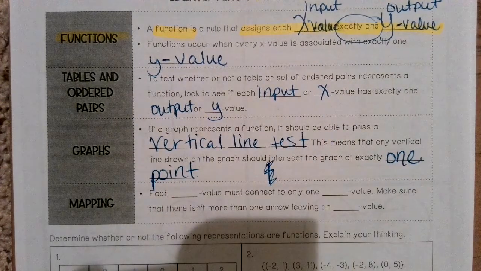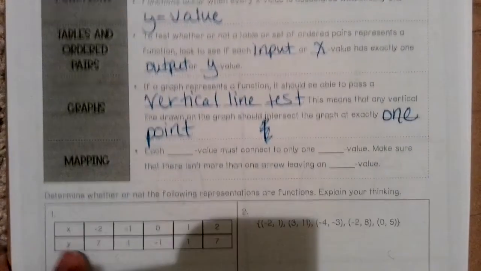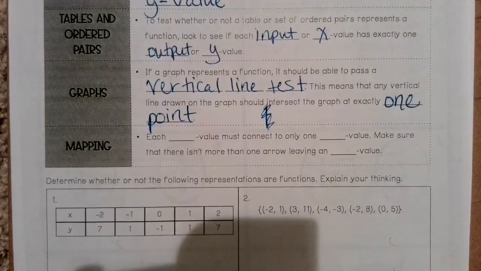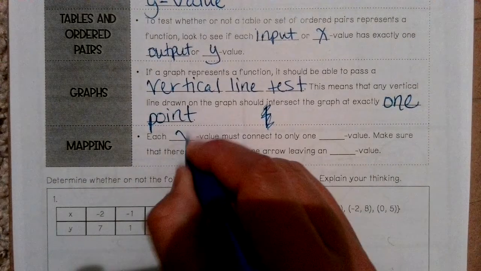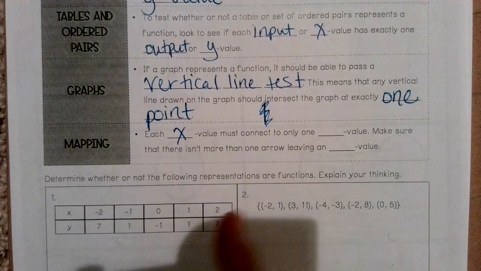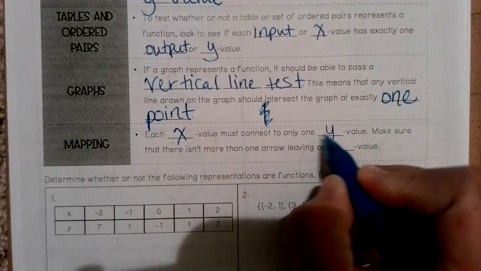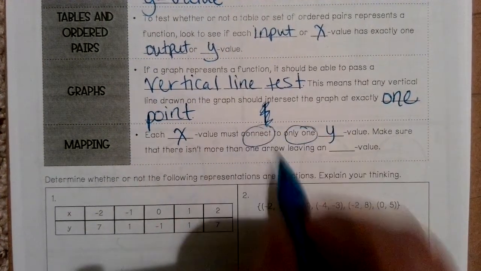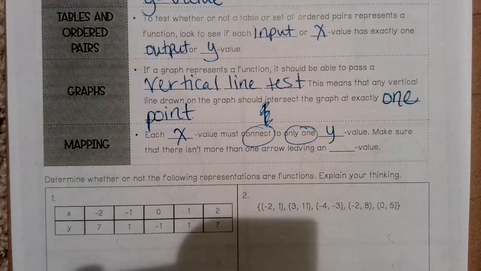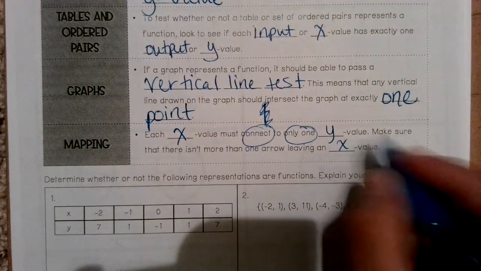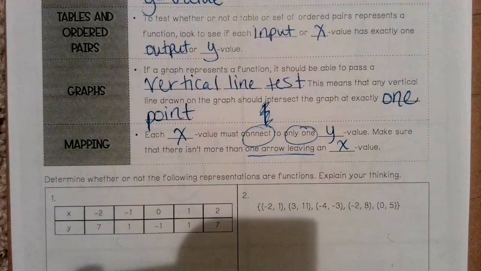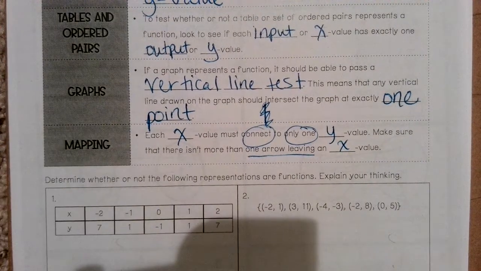If you did, sorry. Okay, and then mapping, that's like this down here, or what we did to introduce the lesson. Each x value must connect to only one y value. Make sure that there isn't more than one arrow leaving an x value. That's for it to be a function, okay? These are all the rules on how it can be a function. Basically, the x can only have one y, right?